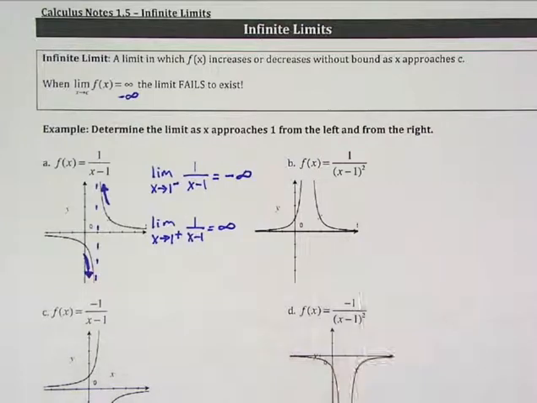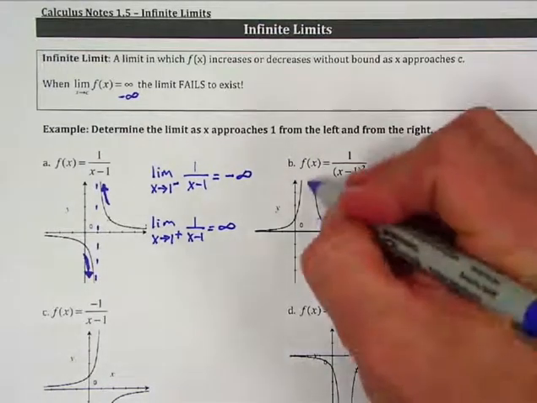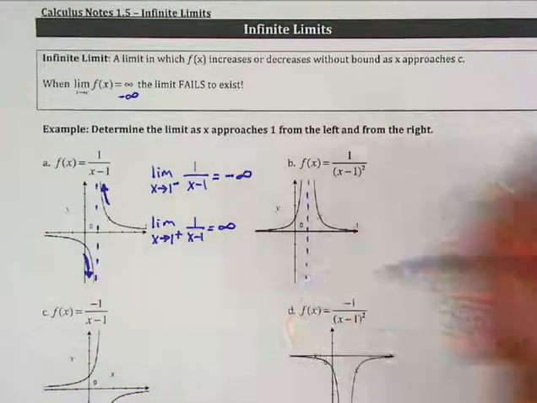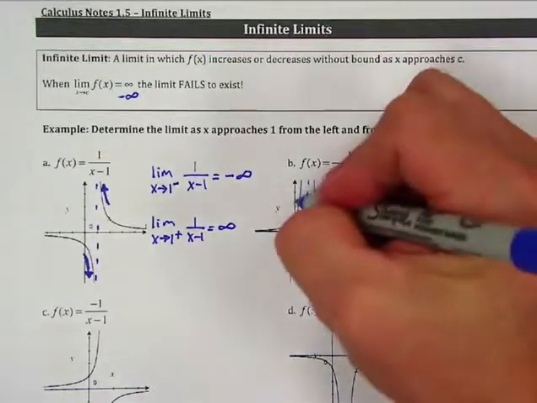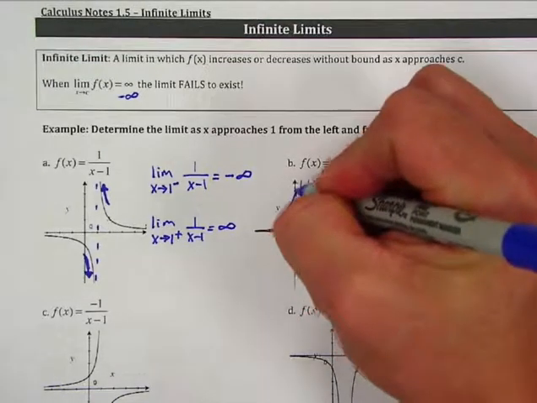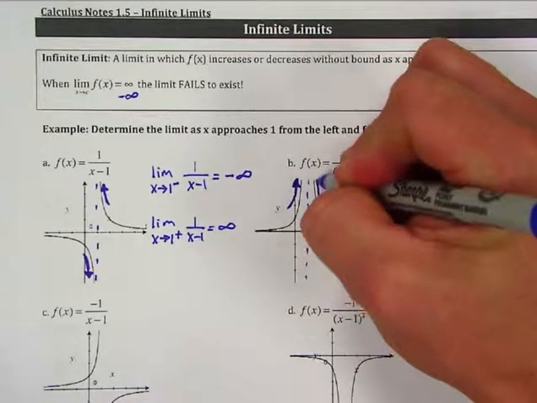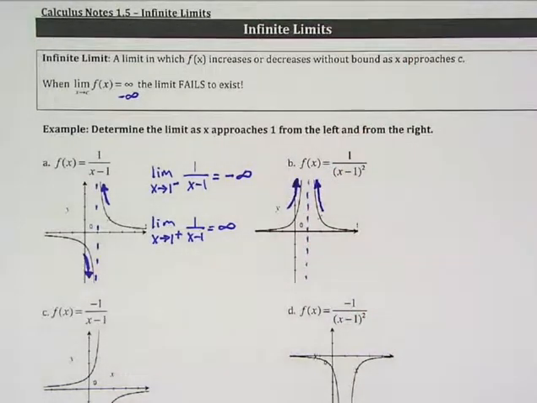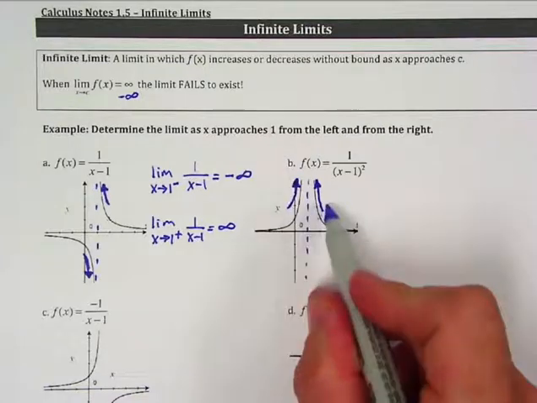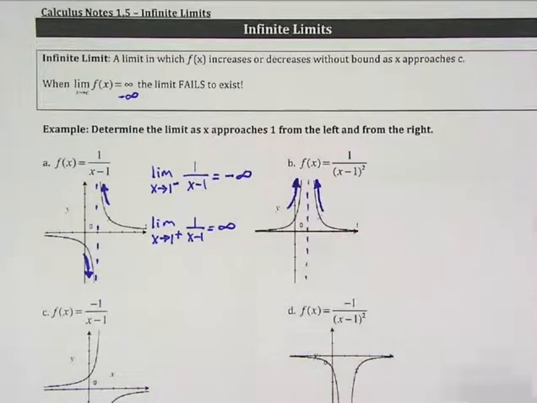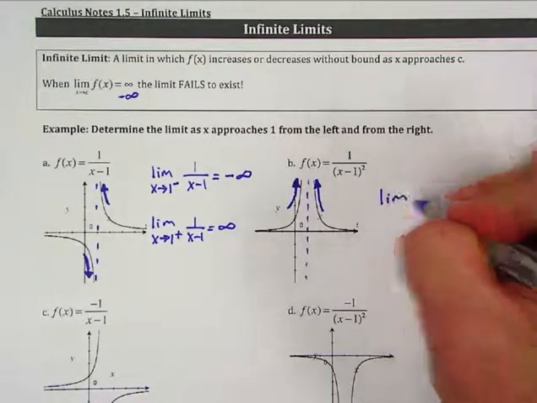All right, let's try number 2. Graphically, here is x equals 1. And this function from the left is increasing without bound, and the function from the right is also increasing without bound. So when they're both going to infinity, we only have to write one limit.